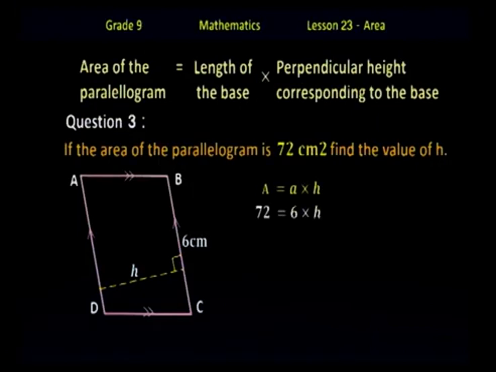Then area is 72. Base is 6. Substitute the given values. Then the unknown thing is the perpendicular height. You have an equation. Simplify it. To find out h, both sides should be divided by 6. Then what is the answer? 72 divided by 6. Then the answer becomes 12 centimeter. Then we found the height of this parallelogram between the two sides BC and AD.